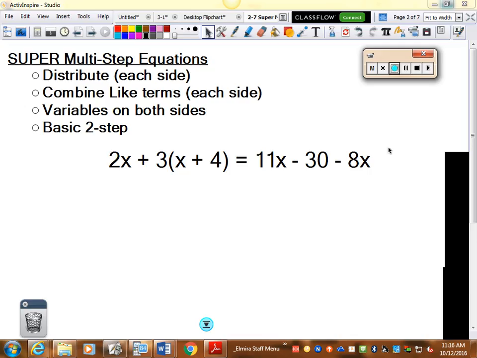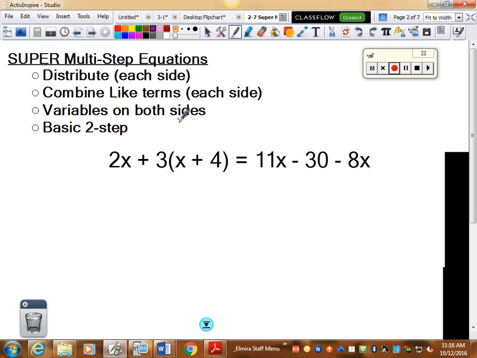Hello, this is the video for super multi-step equations. In super multi-step equations, you have a little bit of everything going on. It's not just a distributive problem, it's not just combined like terms, it's not just variables on both sides, it's a little bit of everything all in one problem.